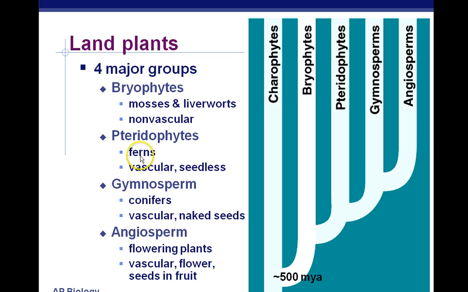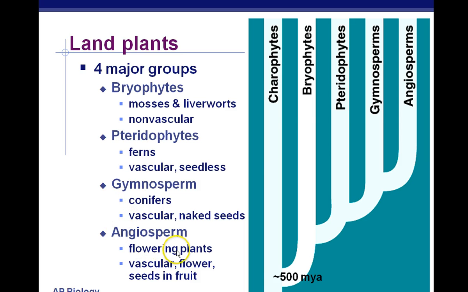Gymnosperms have vascular tissues like pteridophytes, but they have seeds, and these seeds offer protection from drying out. However, these are naked seeds, they don't have a fruit around them. Conifers, things like pine trees, are typical examples of gymnosperms. Think of needle trees as gymnosperms.